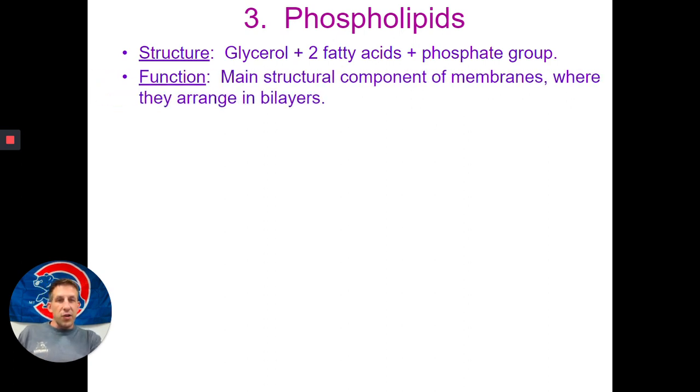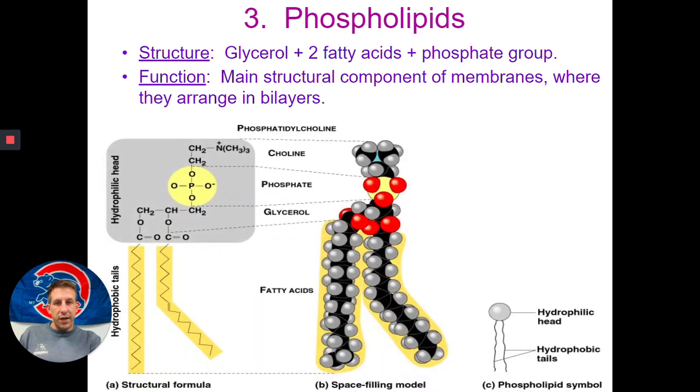So the function of the phospholipid is to maintain the cell's membrane structural integrity. Okay, and for our cells, they are arranged in what's called a bilayer. All right, and I'll introduce that term here, but we're going to spend a lot more time on it when we get to chapter 7. Okay, so what you see in front of you is a picture of a phospholipid.